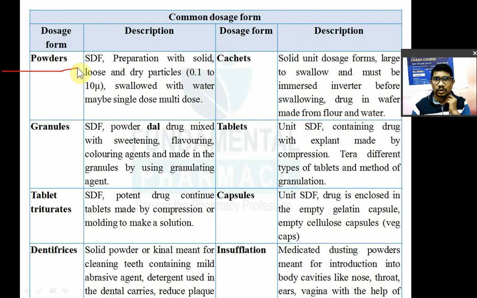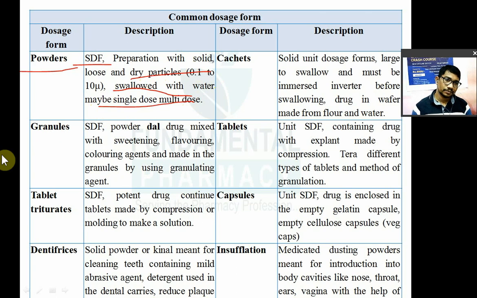Powders are nothing but a type of solid dosage form. A preparation containing solid, loose and dry particles. What will powder have? Solid particles, loose, dry particles, having a 0.1 to 10 micron size. Now they are swallowed with water and may be either single dose or multi dose. That is a powder.